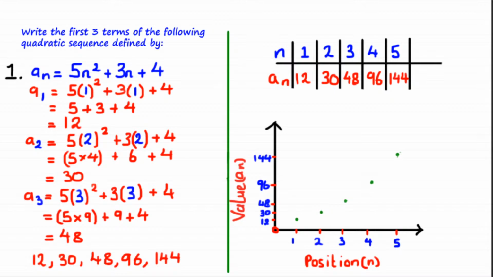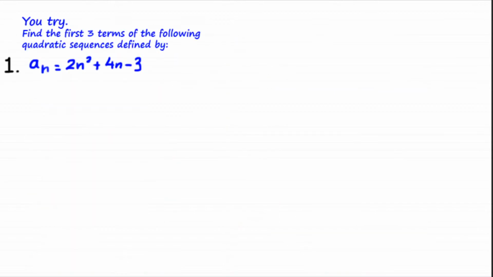All right, so let's have you guys try some now. Hopefully you guys understood that. Let's have a go at this question. So find the first three terms of the following quadratic sequence defined by a_n is equal to 2n squared plus 4n minus 3. Have a go.